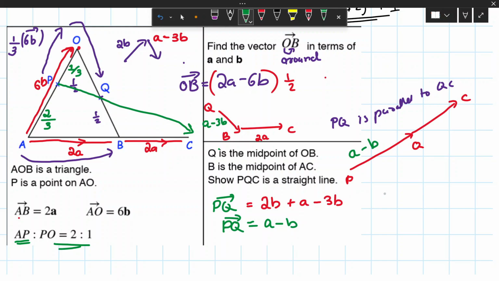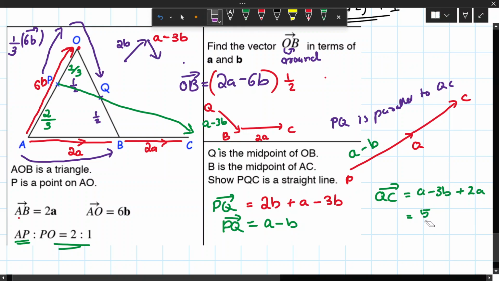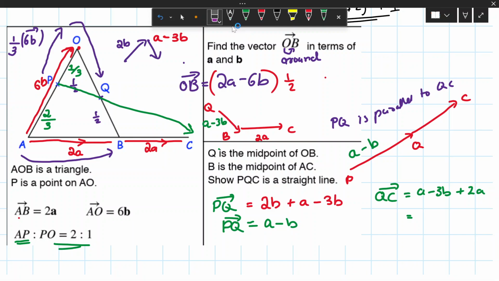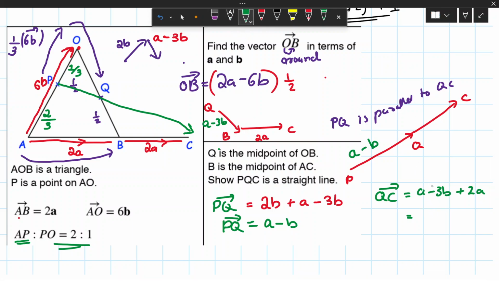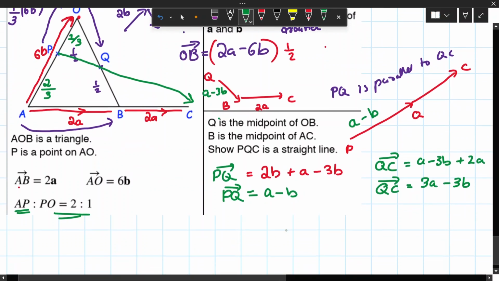So what are we doing? Yeah, we have to find QC, right? So QC is equal to A minus 3B plus 2A. So that is equal to 3a minus 3b. That is 3a minus 3b. Okay, so we have found PQ and we have found QC.